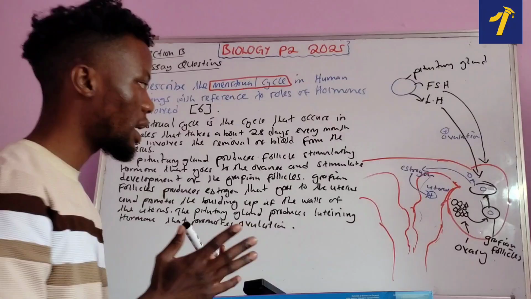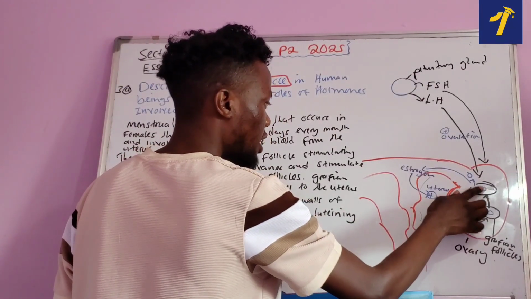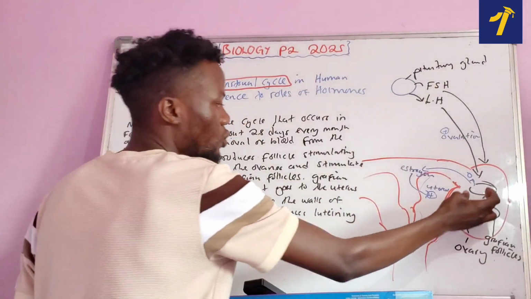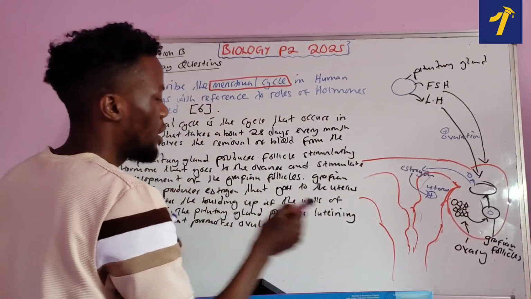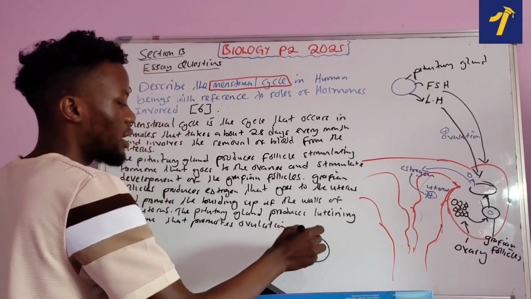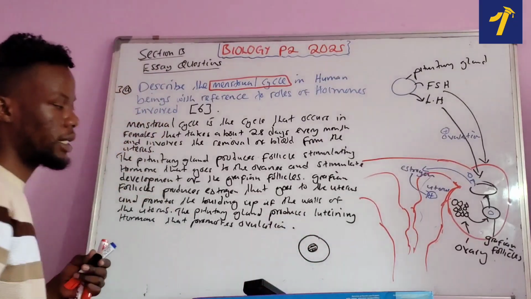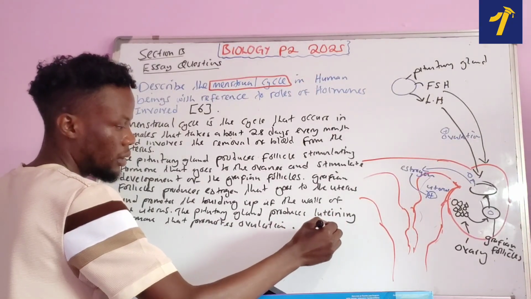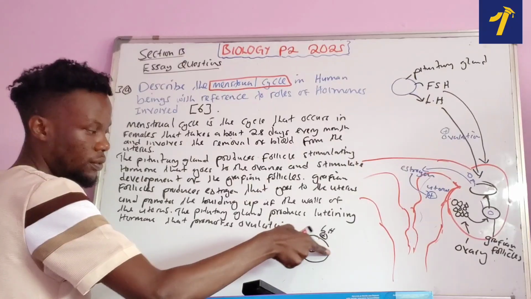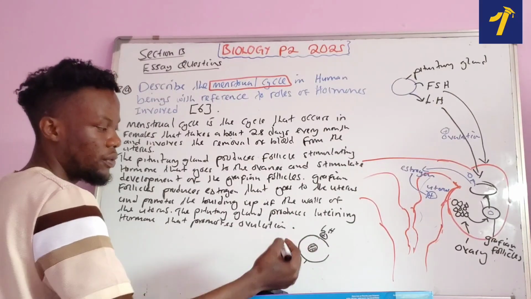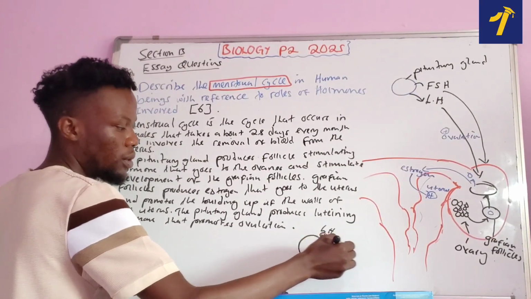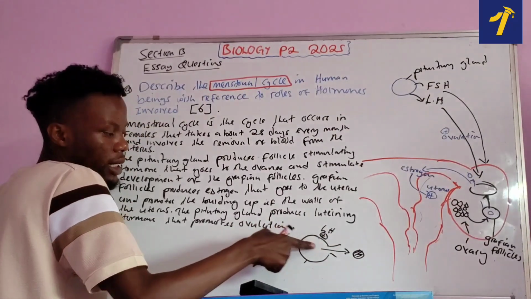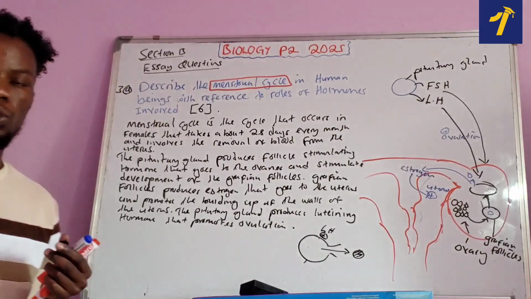Now, after ovulation happens, remember that this egg has been released in the fallopian tube. Let me explain something that is happening. If this is the Graafian follicle and there is an egg inside there, if luteinizing hormone comes like that, it will stimulate the bursting of this Graafian follicle, and this egg is going to be released outside. Remember that if the egg is released, the Graafian follicle is going to be empty.